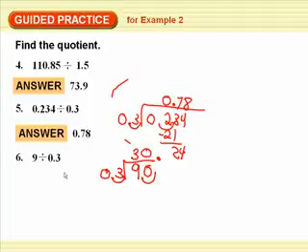Another way to look at it is like money, because I like to look. This is like 30 cents. How many 30 cents are in $9? And it would take 30 of them. So another way to look at it.